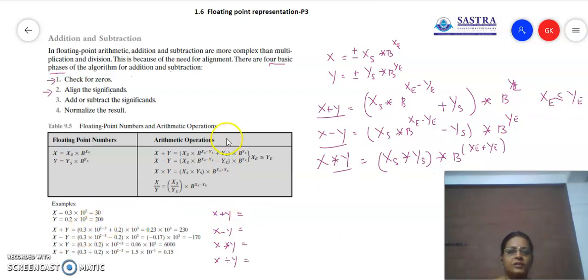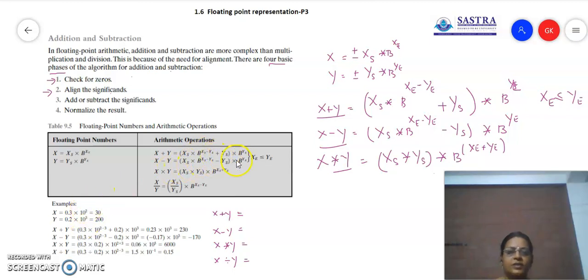Okay, as per the equation given here, we have to compare the two exponents. It is 10 power 2, it is 10 power 3. The first step is check for zeros, it is not 0. Okay, the second step is align the significands. Why are we aligning the significands? We have to make the exponents equal. So either you can make 2 to 3 or you can make 3 to 2. So you are comparing the two exponents.